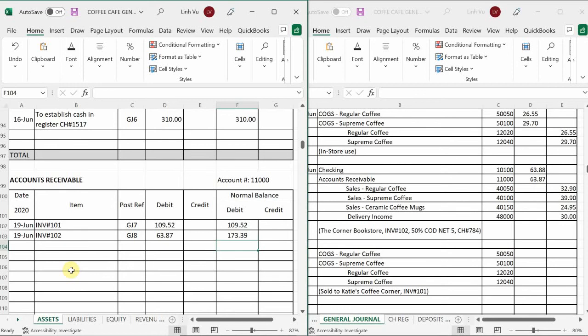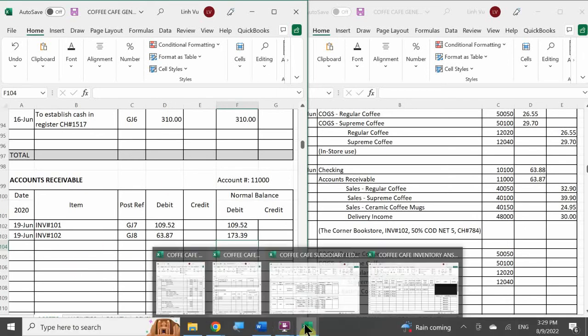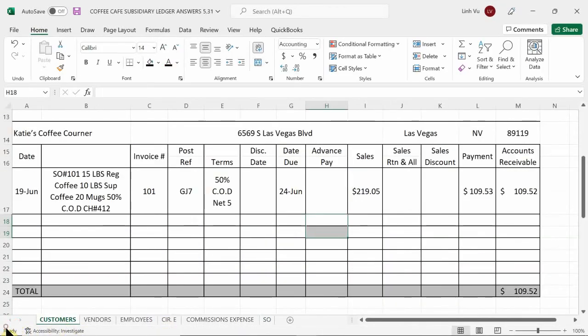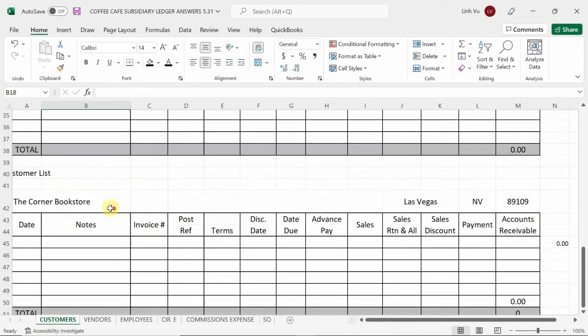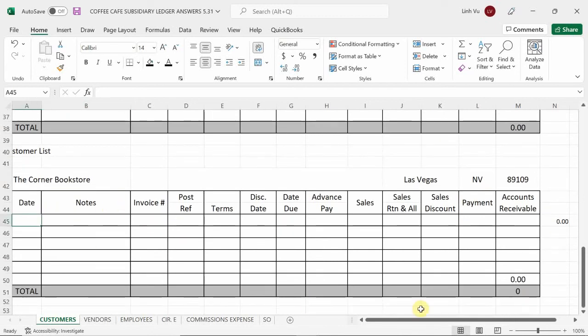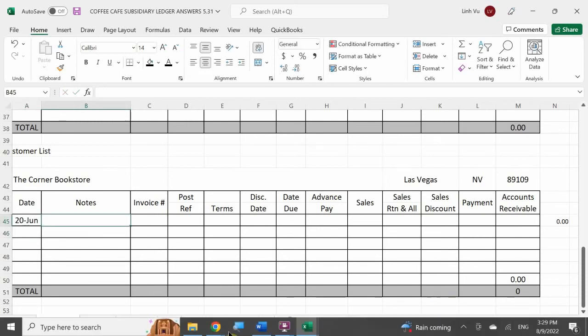So we went through everything in the journal. We posted to the ledger, so we're completely done with our ledger. So we need to update the customers. We need to update the subsidiary ledger, right? Yes, on the subsidiary ledger. Good. So in this case, customers. Okay. Corner Bookstore should be the last table on here. There's the Corner Bookstore. Okay. Today's the 20th. I keep putting the 19th, so I might have to fix a few of those transactions.